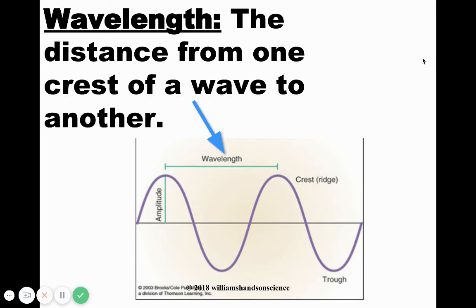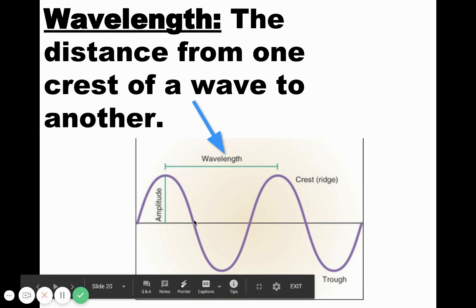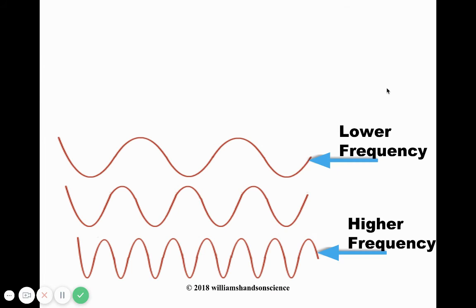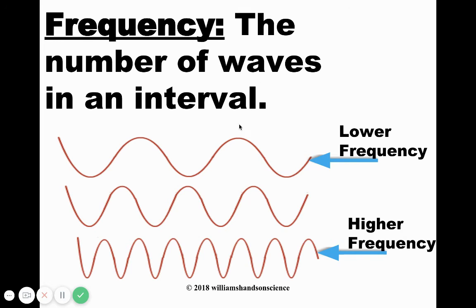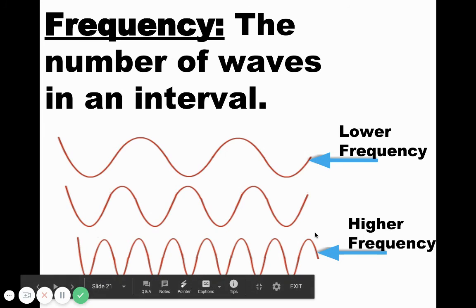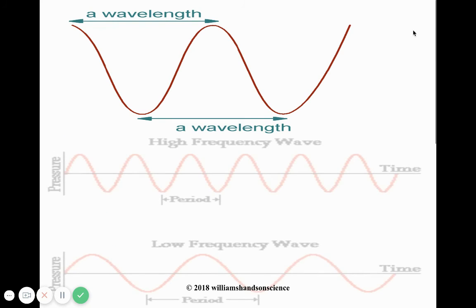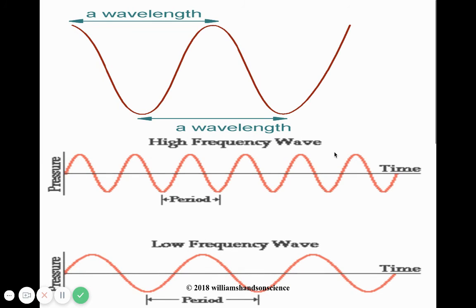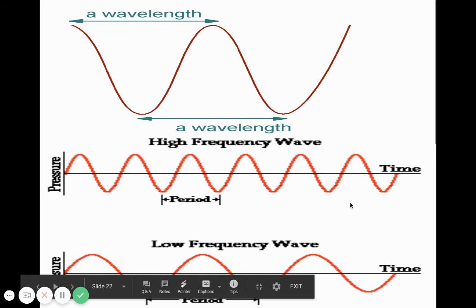And then here, let's review our vocabulary. So a wavelength is the distance from one crest of a wave to another, but really it's one successive point. So from here to here is a wavelength, from trough to trough is a wavelength. Our frequency is the number of waves in one interval. So this is a lower frequency. This is a higher frequency. There are more waves in this interval down here than there are up here. So here's an example again. Here's our high frequency wave. Here's a low frequency wave. Low frequency has longer wavelengths. High frequency has shorter wavelengths.